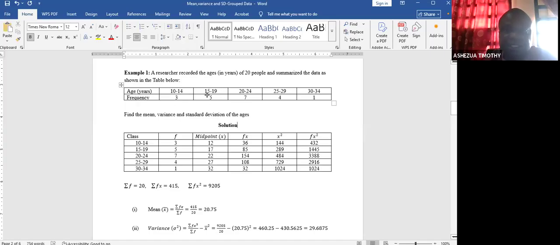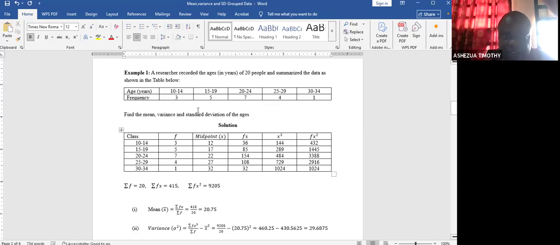Between 15 to 19, the frequency is 5. Between 20 to 24, we have 7. 25 to 29, we have 4. 30 to 34, we have just 1. Now we are required to find the mean, variance, and standard deviation of the ages.